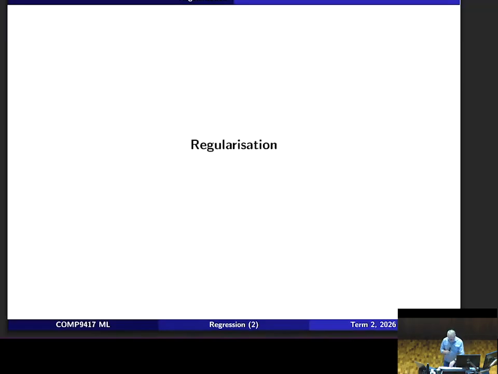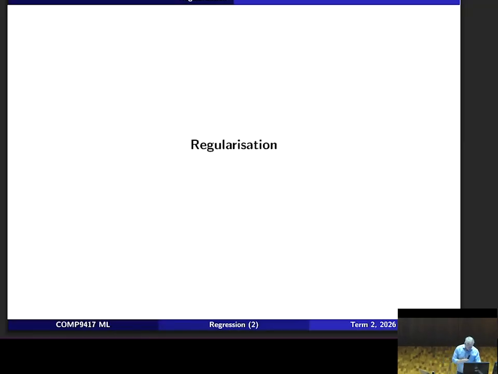So now I have a few topics that I'm going to go quite quickly through, and what I'm doing here is just wrapping up with a few things that I think are important to take away about machine learning in general, and sometimes specifically about linear regression.